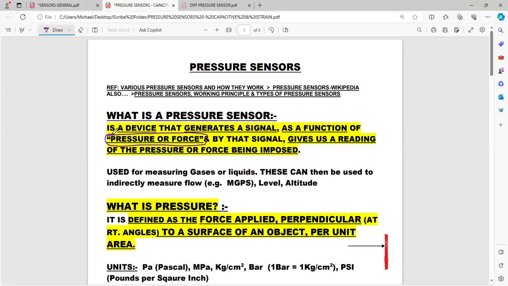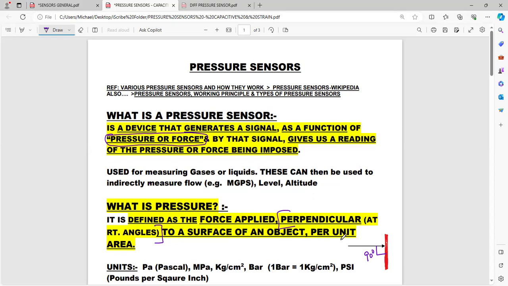So if he's going to ask you what is pressure, get this all important thing. It is that force or pressure that is applied at 90 degrees. If you can't remember the word perpendicular, remember 90 degrees. It is the force or pressure that is applied at 90 degrees to the surface of an object. So this is that object, this is the surface of that object per unit area.